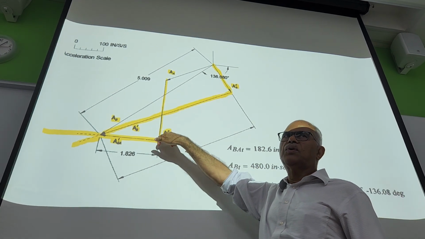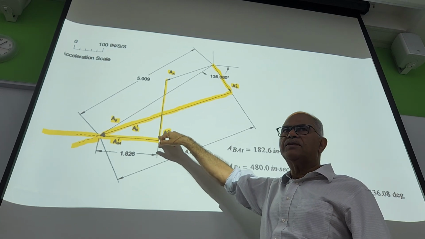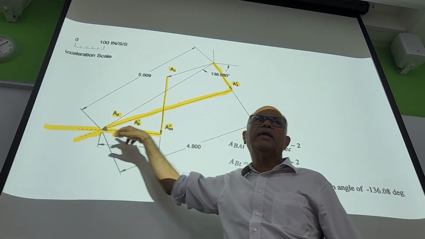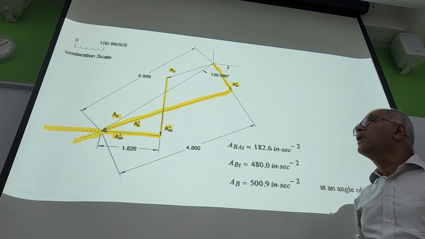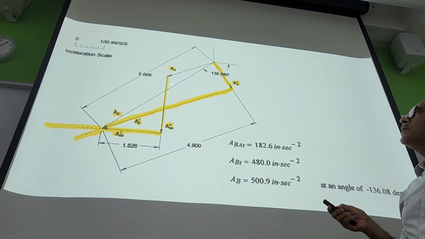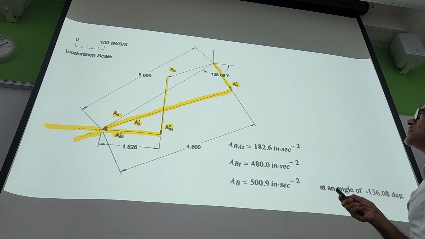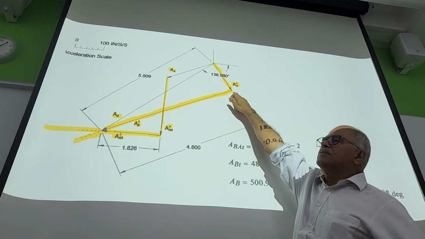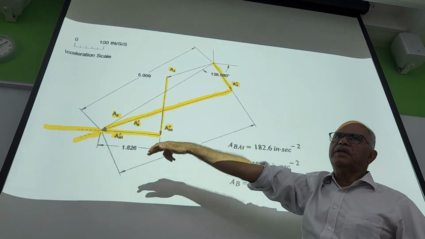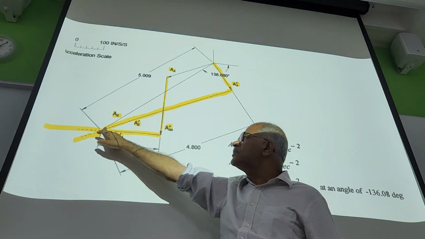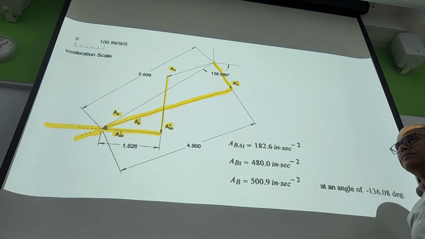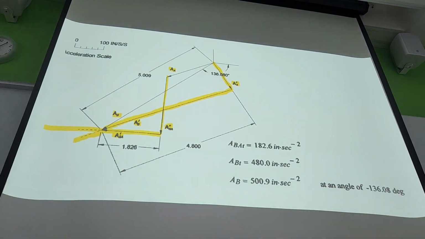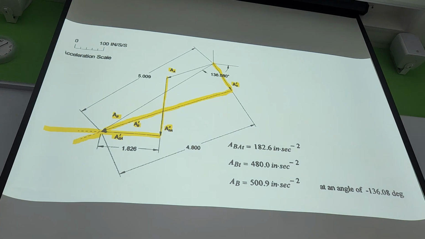Up to this you will have no problem in drawing. BA tangent and BA normal will be perpendicular to each other, so from the tip you draw a dotted line. Now you go back to B and draw the acceleration, this is B normal. Now B tangent will be perpendicular to this, so from the tip of this, draw a perpendicular dashed line. Both will intersect at this point. This one you can learn if you draw it yourself.